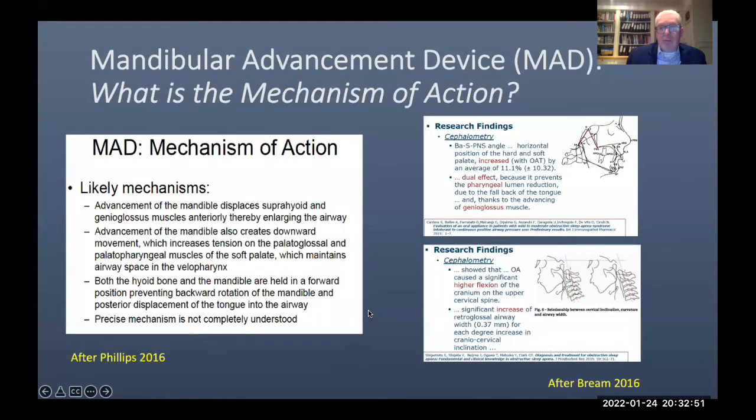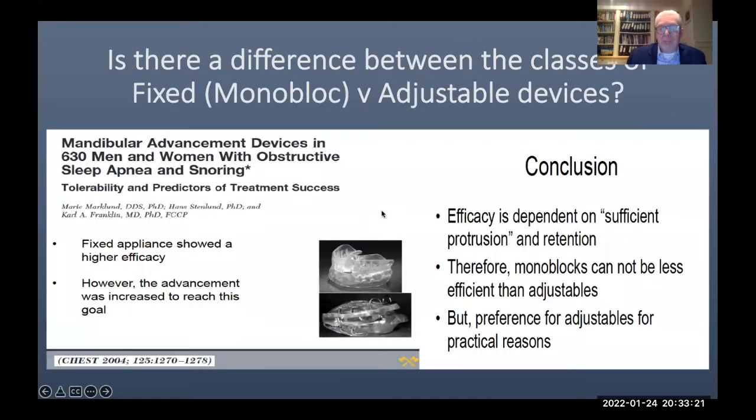So how do these devices work? Well, they advance the mandible and displace the suprahyoid and genioglossus muscles anteriorly, so they enlarge the airway. And it's that calculus of muscle activity that these devices induce, really at different levels, primarily at the velopharyngeal level, by altering the position of the mandible and the hyoid bone, that creates the phenomenon of patency of the airway, which is the modus operandi of these devices.